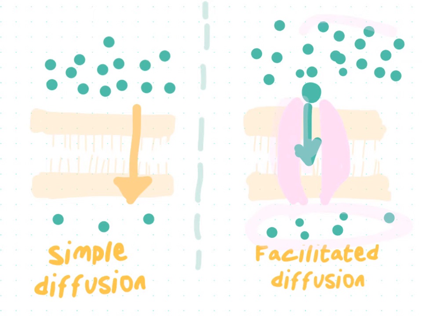Just a quick overview. Simple diffusion goes from high concentration down to low concentration with no extra help. With facilitated diffusion, it goes from high concentration to low concentration with the help of protein carriers right here. So this is just one protein carrier. And because it's diffusion, they both don't require any ATP, which is cellular energy.